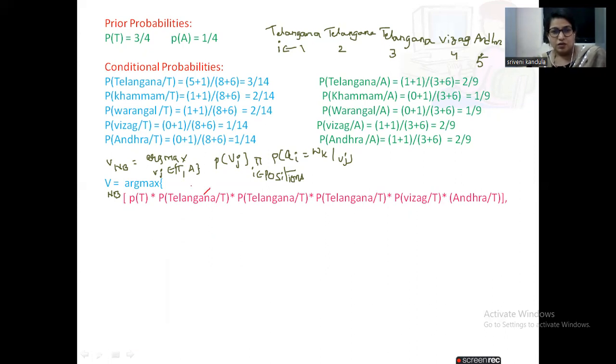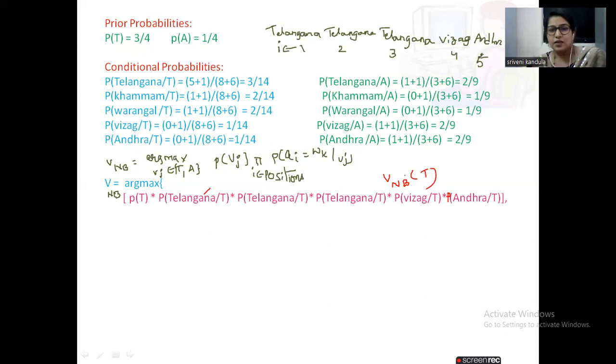Now we take the target label T first, so it is P of T multiplied with P of Telangana given T for the first i value. The second i value is again Telangana given T, and the third i value is Telangana given T. The next i value is 4, so the conditional probability of Vizag given T. And similarly, the conditional probability of Andhra given T. This whole thing is V_NB of T.